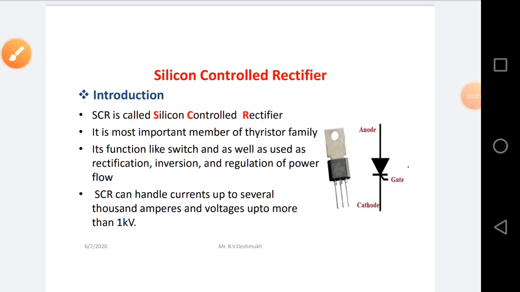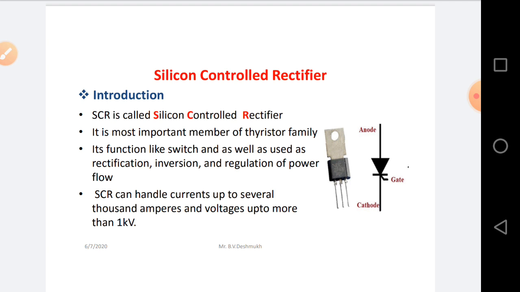Introduction. Silicon control rectifier. It means SCR name. S stands for silicon, C stands for control, R stands for rectifier. It is called a silicon control rectifier. The word silicon means SCR is made of silicon material. Rectification means it rectifies any type of electrical signal, like AC signal or DC signal.